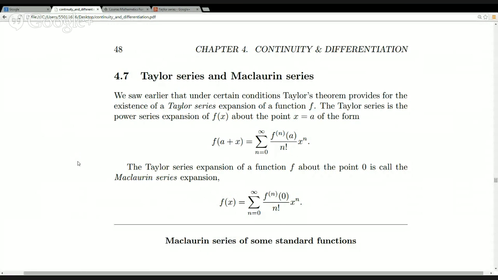It's an infinite sum of powers x^n, going from x^0, which is just the constant 1, then x, x squared, x cubed, and so on. But the coefficients are coming from the derivatives of the function evaluated at the base point a. And then there's a scaling factor of 1 over n factorial as well.